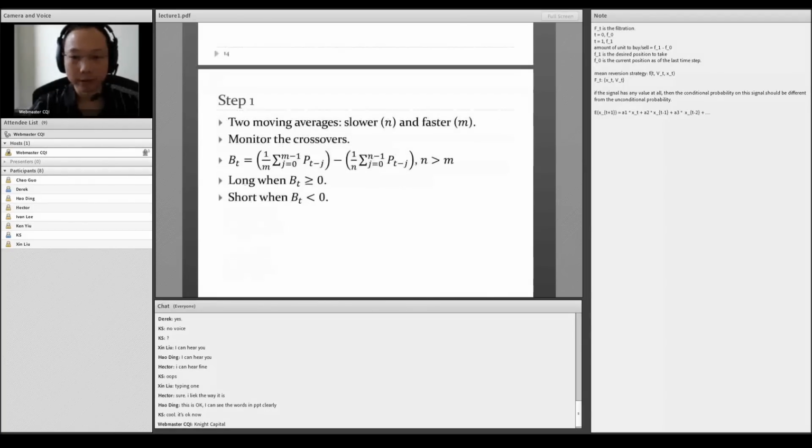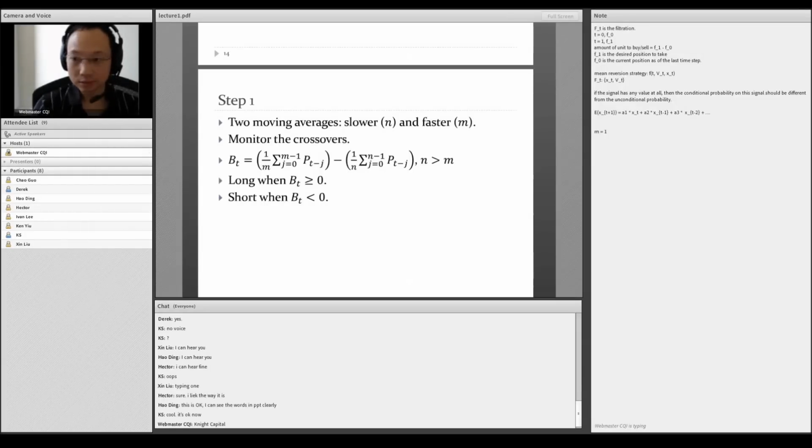Now you can ask yourself, what's the smallest number that m can take? What is it? Like 1, right? The smallest number that m can take is 1.